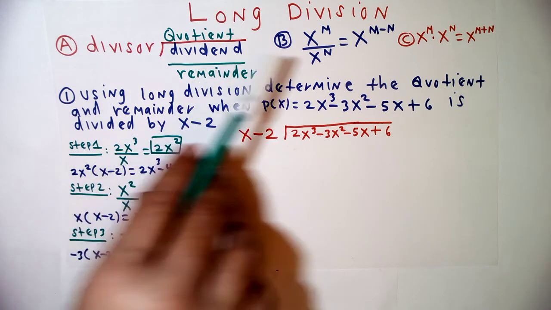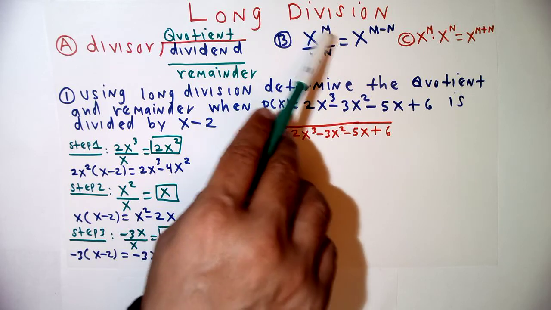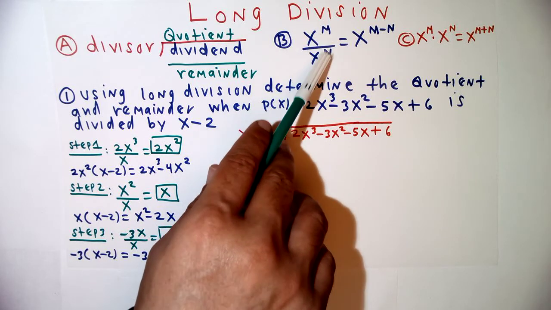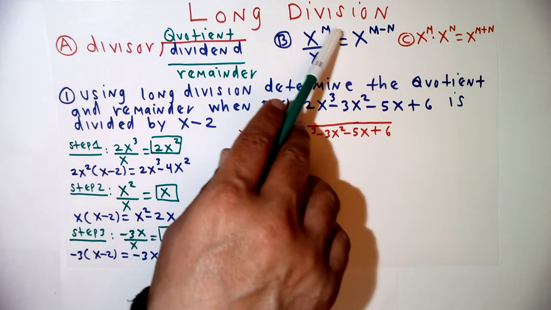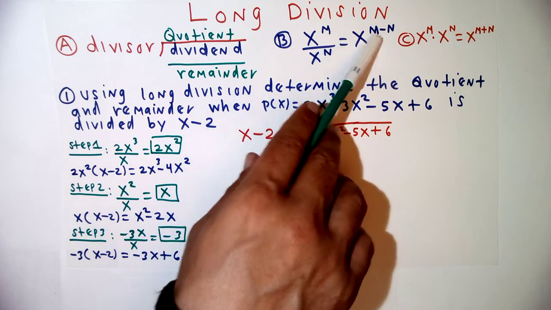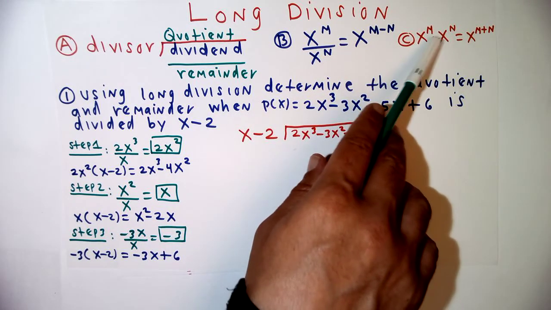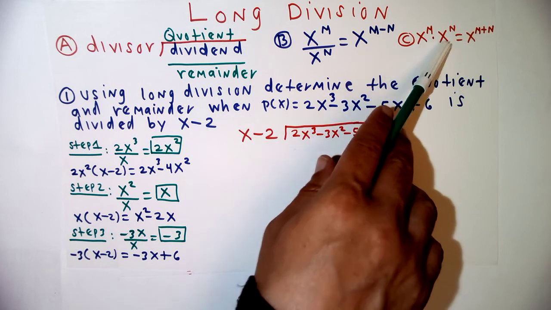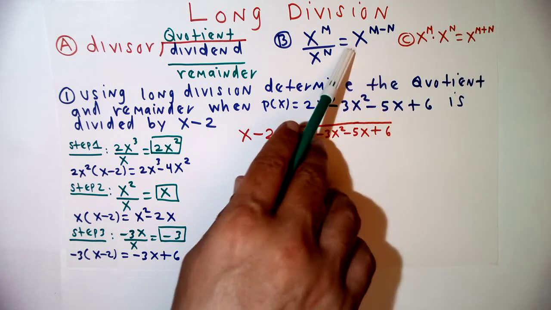In here, we need to go back to a couple of rules that you need to use here. One of them is when you're dividing and you have the same variable, don't forget that you need to subtract the exponent. And the next one is when you multiply and you have the same variable, you need to add the exponents. So keep that in mind.